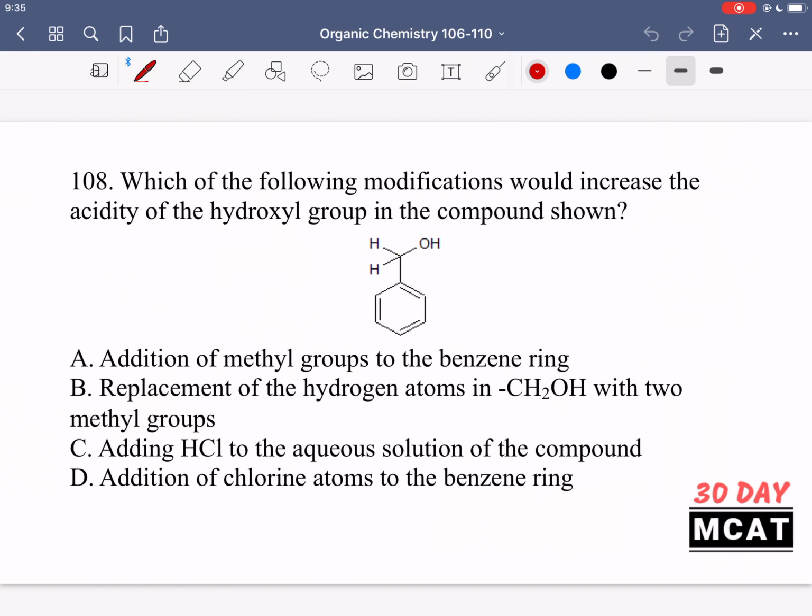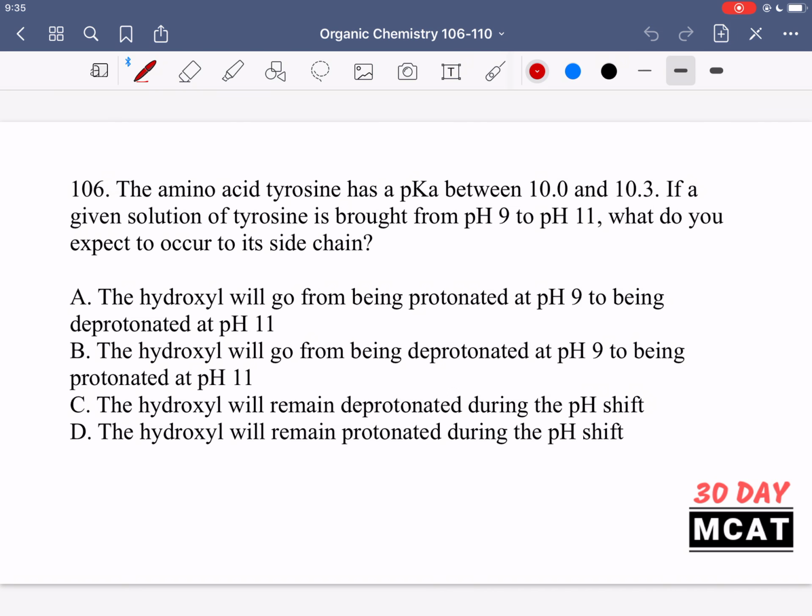Now let's go through the questions together. In question 106, it says the amino acid tyrosine has a pKa between 10 and 10.3, so 10.0 and 10.3. If a given solution of tyrosine is brought from pH 9 to pH 11, what do you expect to occur to its side chain? So we're talking about tyrosine.